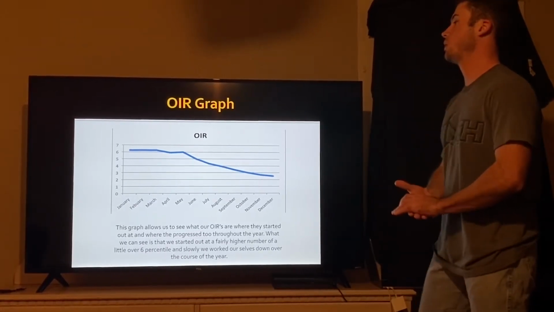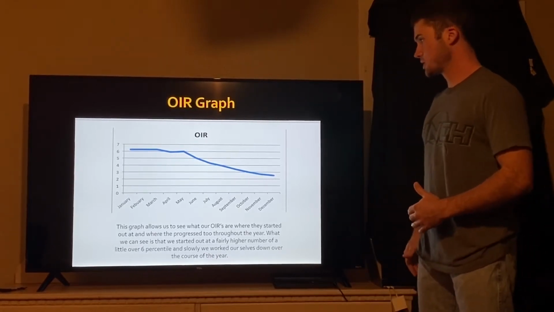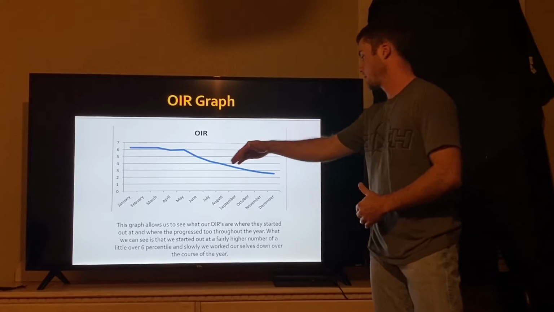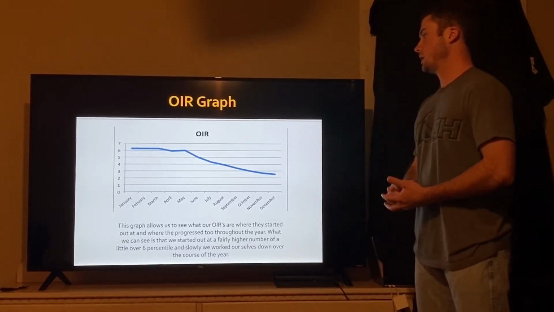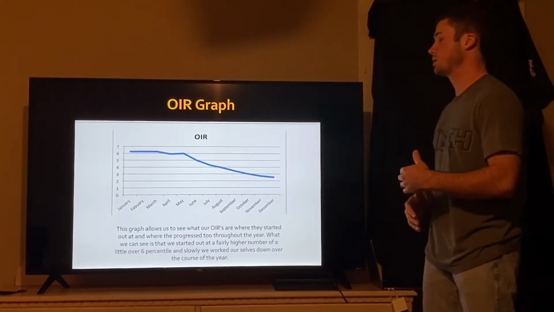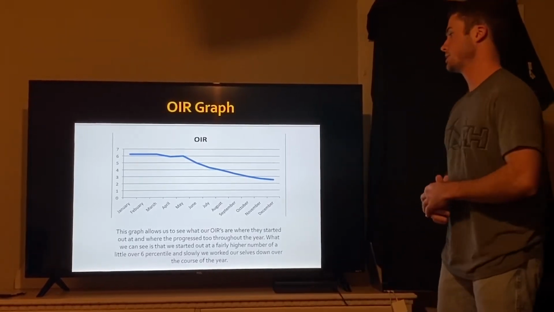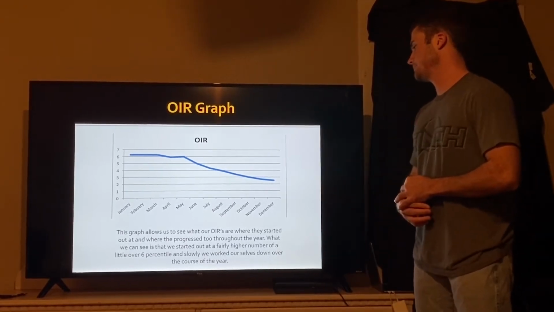Our next graph is our OIR graph. This is our incident report graph. As we can see, we go from January to December, month to month, recording this OIR, and we start out in January at about a 6.2 or 6.3, and that is kind of a high number to start out at.